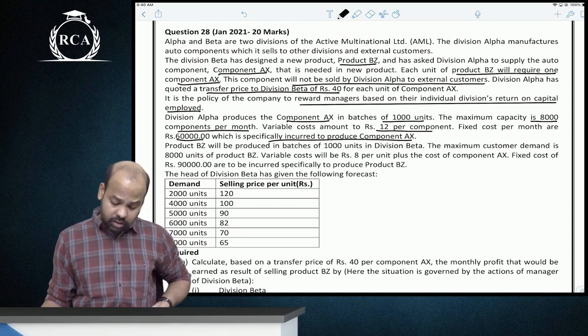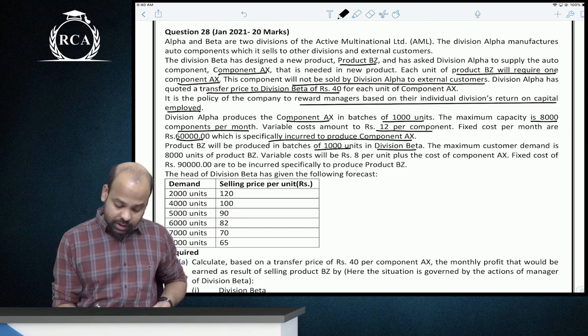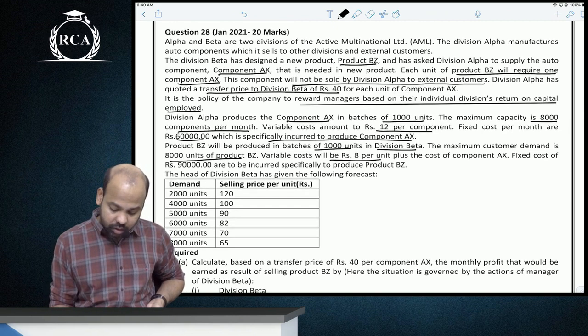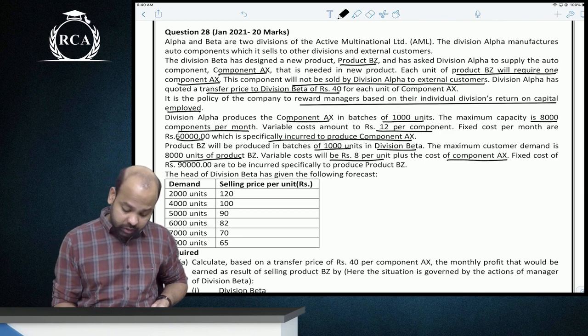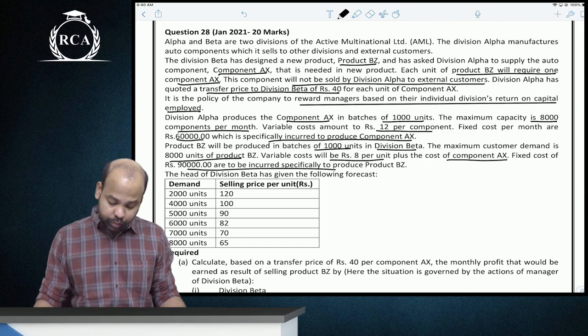Product BZ will be produced in batches of 1000 units in division beta. The maximum customer demand is 8000 units of product BZ. Variable cost will be 8 per unit plus the cost of component AX. Fixed cost of rupees 90,000 are to be specifically incurred to produce product BZ.